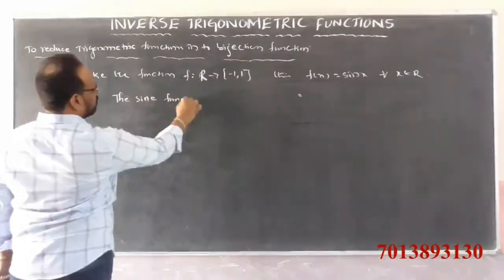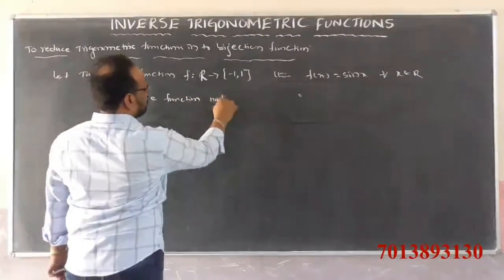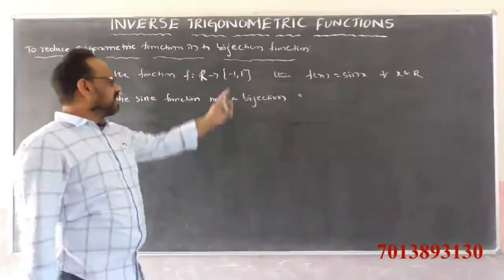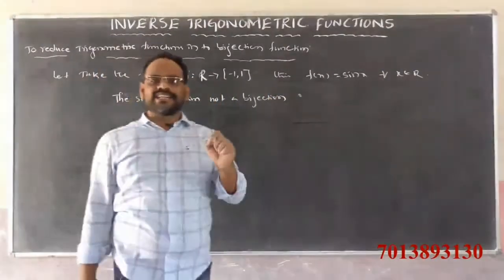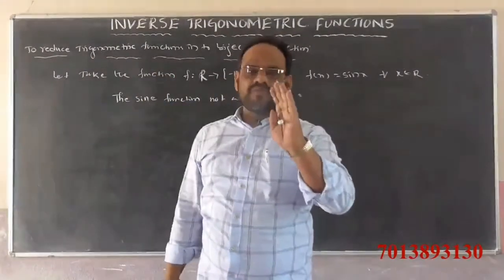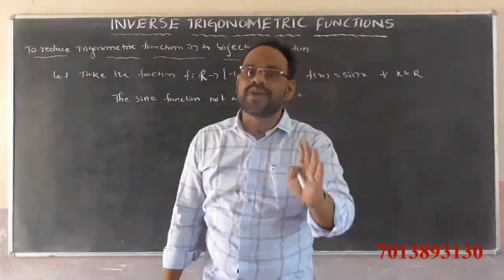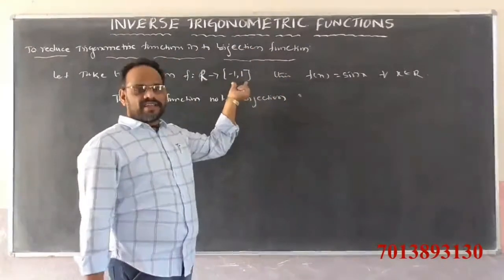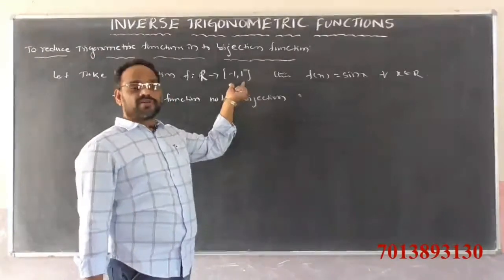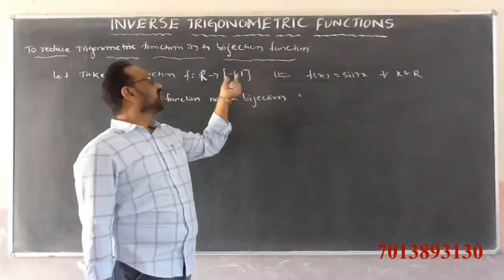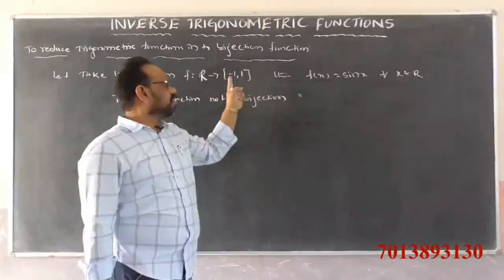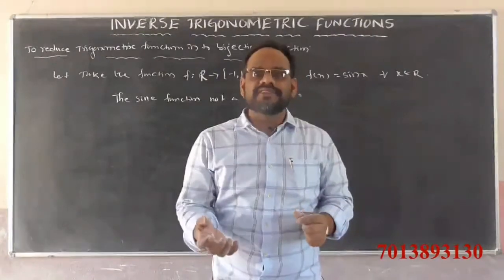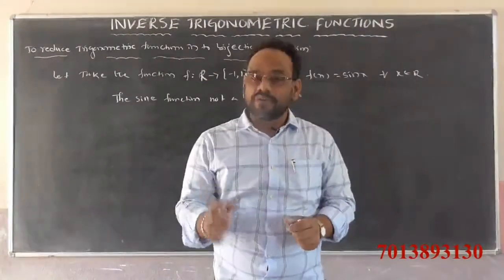The sin function is not a bijective function. Why? Because it satisfies onto but not one-one. That means the range of the function is equal to its codomain. What is the sin range? Clearly -1 to +1. So the range of the function is its codomain, so it is an onto function.